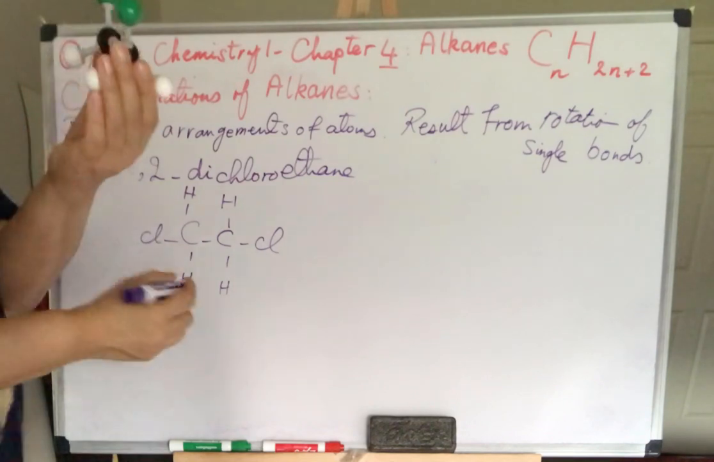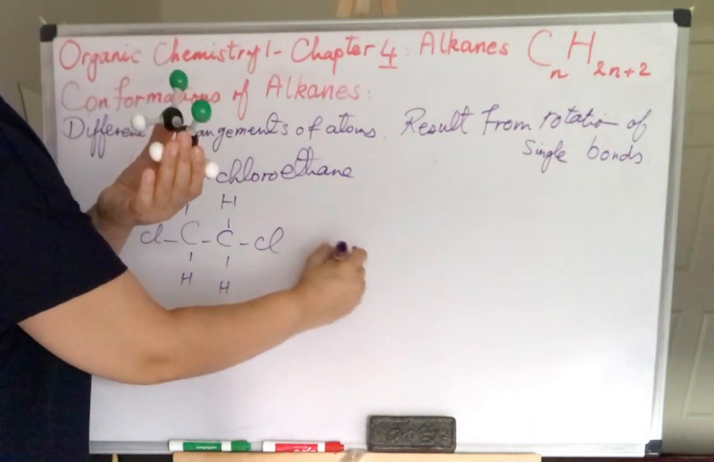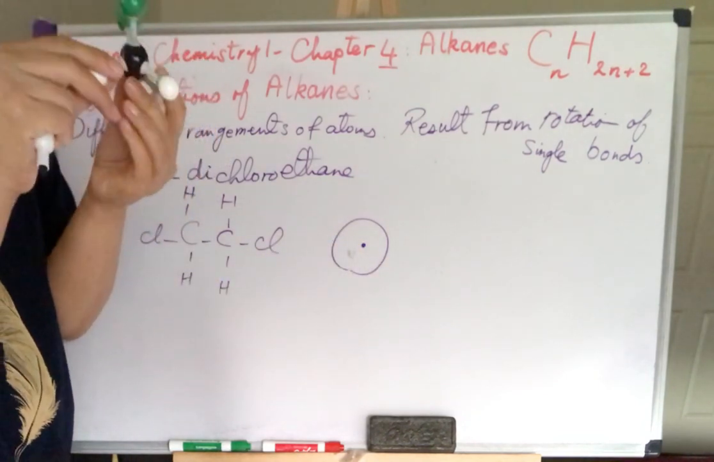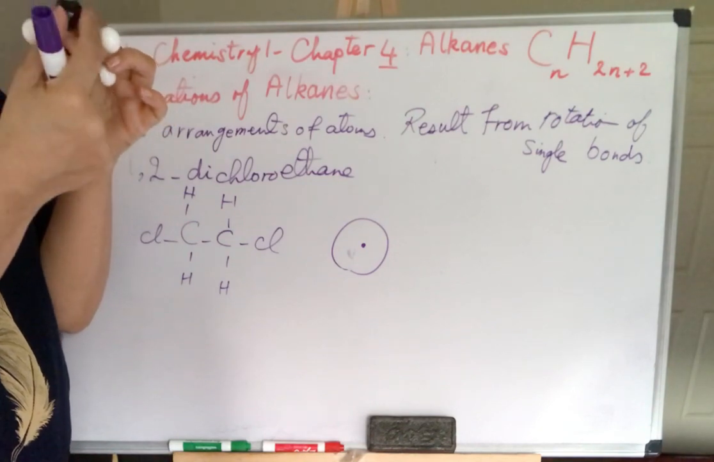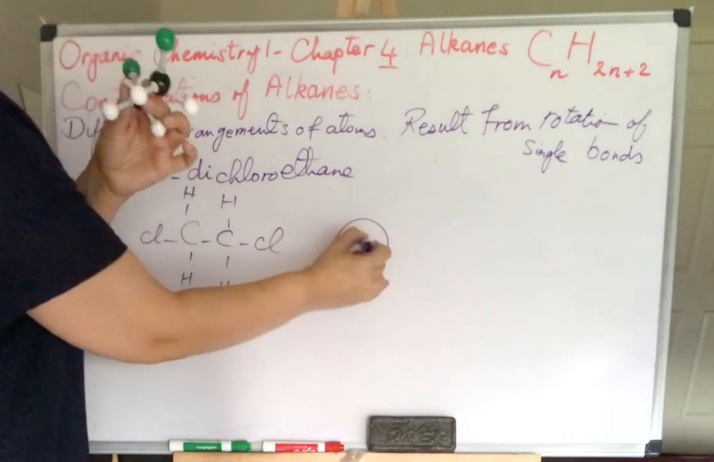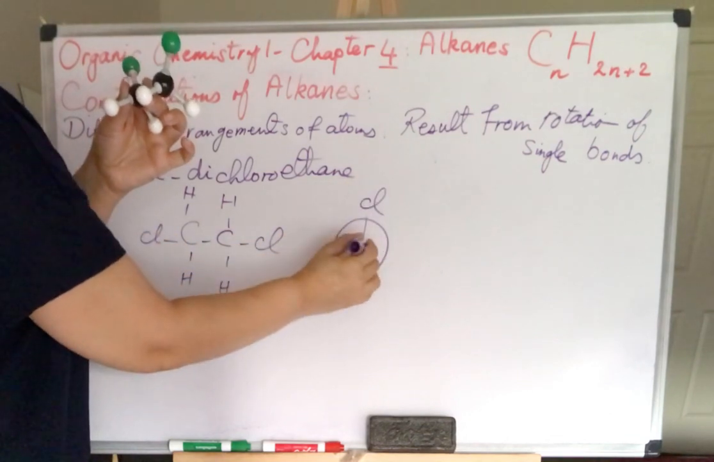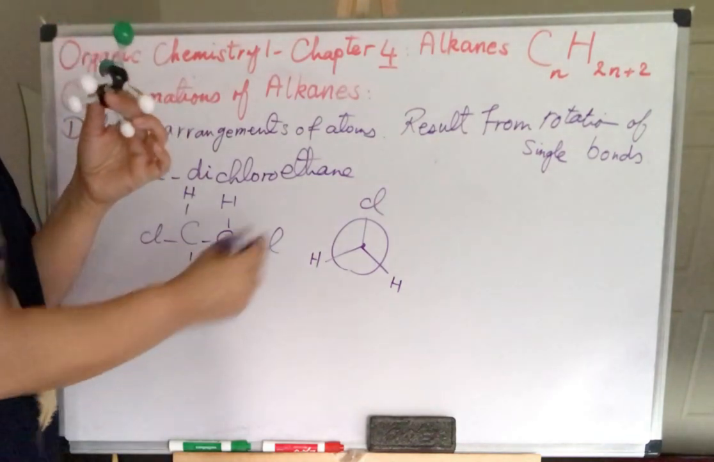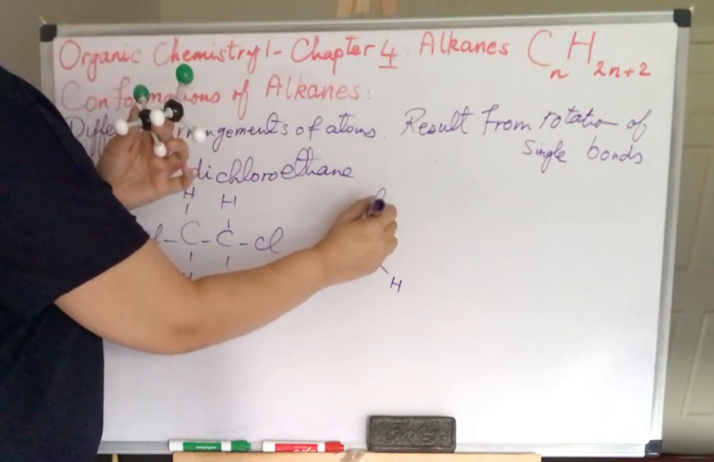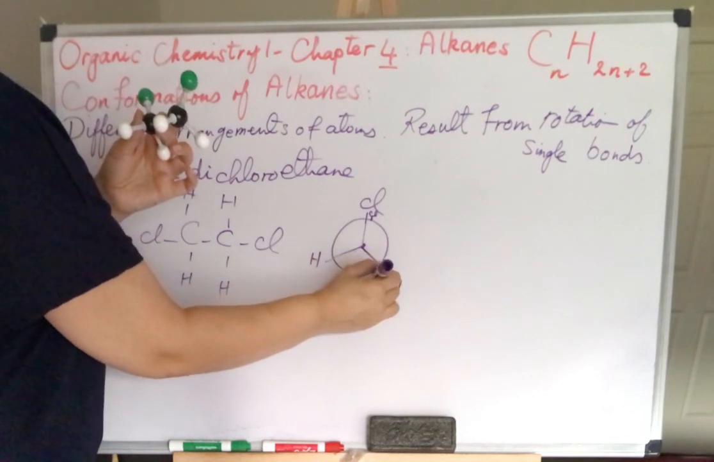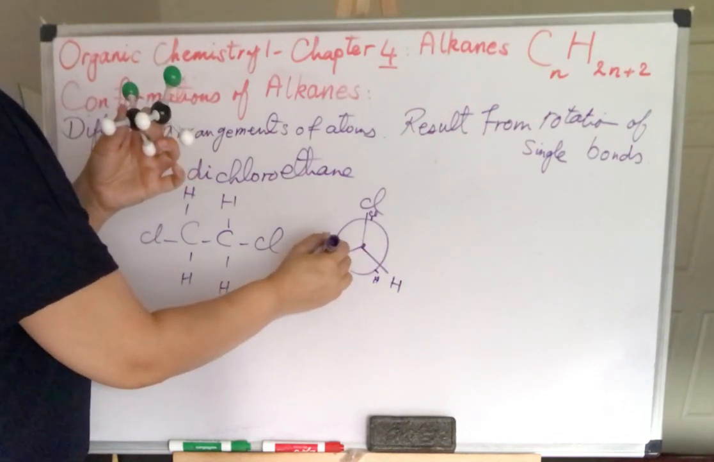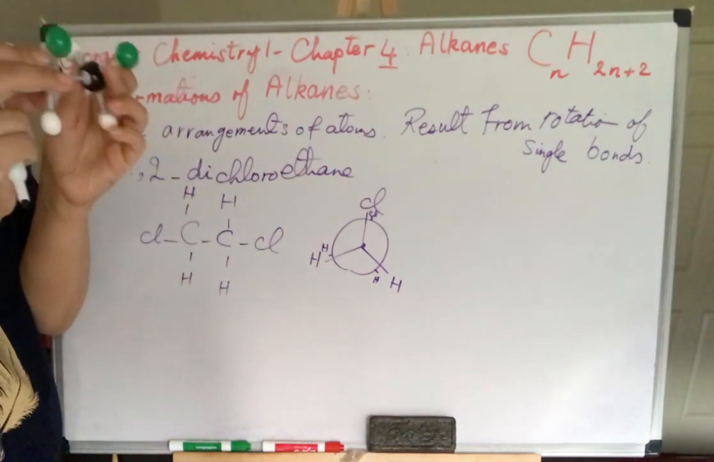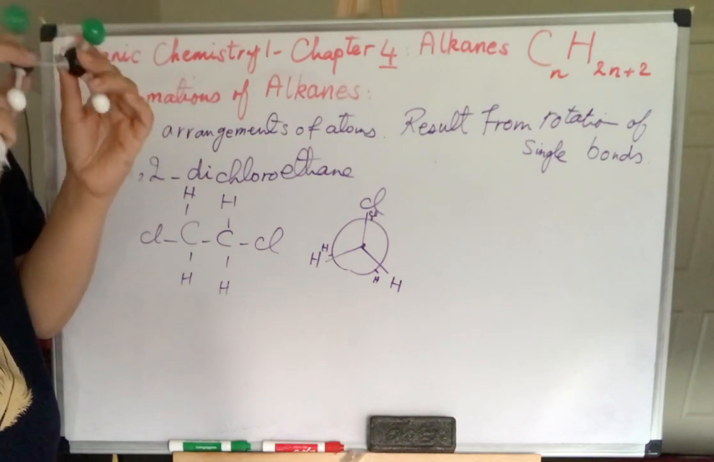Everything aligned. 2 carbons. What do you see connected to the front one? A chlorine at 12 o'clock, and 2 hydrogens at 4 and 8. And the same thing for the other carbon. It's extremely unstable because the chlorines are big and they have some torsional strain.